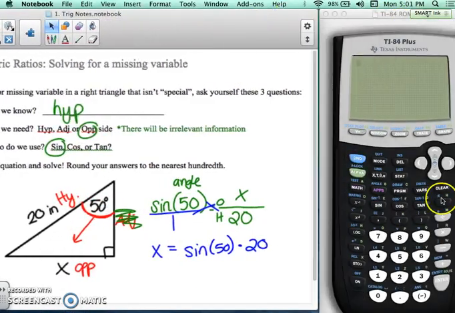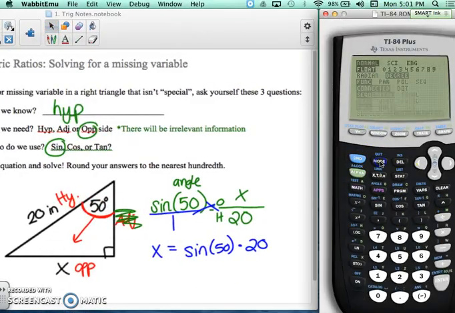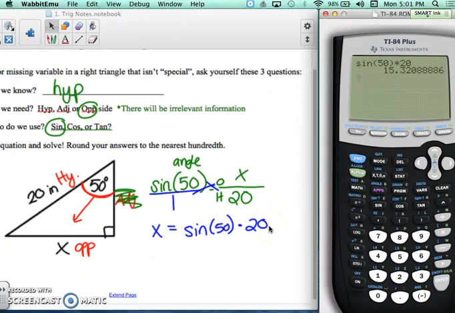So first off, make sure your mode is in degrees. Great. Now I can do the problem. So I'm going to type sine of 50 and times it by 20. And we're pretty much always going to get funky decimals on these. So let's round to the nearest hundredth, because that's what it says right here. So 2 decimal places. So 15.32.